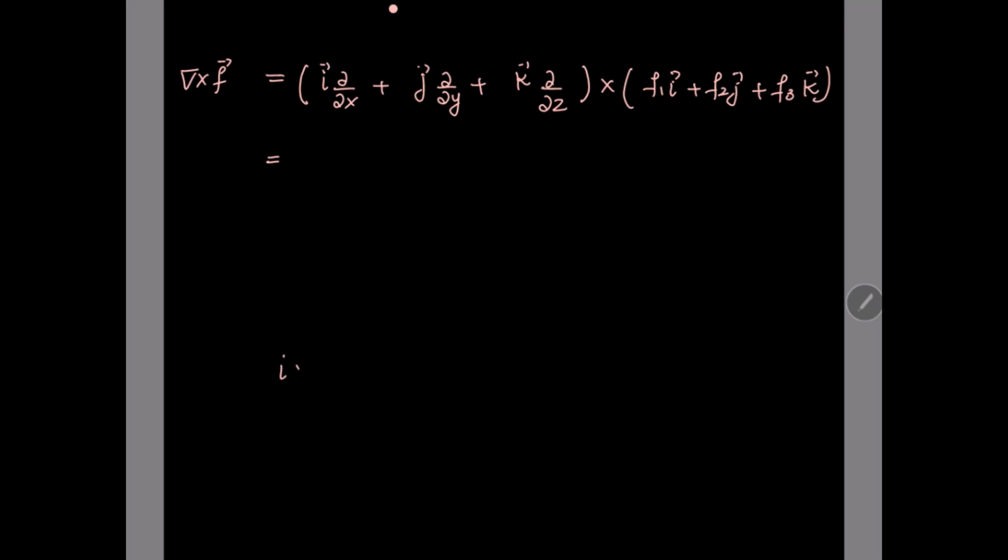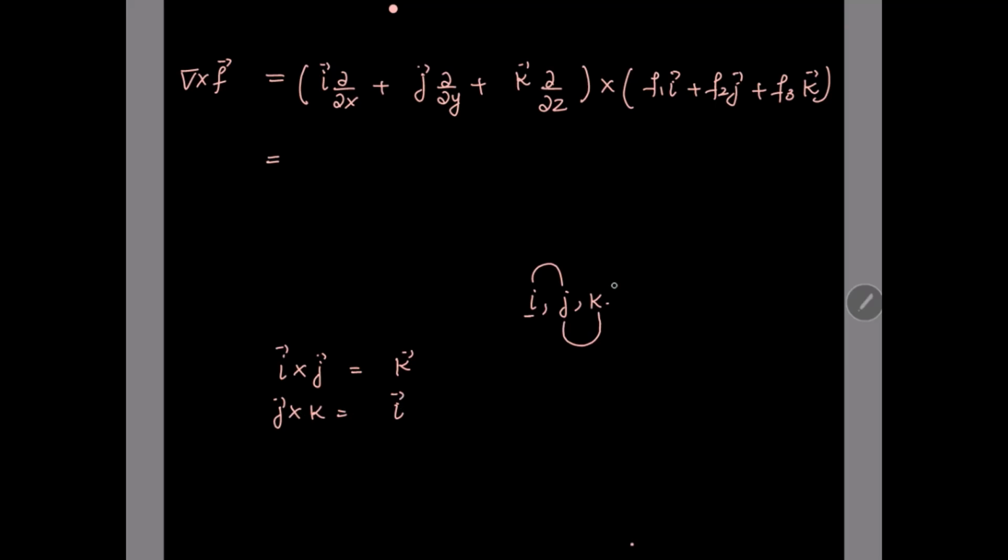Cross product of i with j is k. Just see the sequence: it is i, j, k. When I take the cross product of i, j, I will find k. Then when I take the cross product of j with k, the next unit vector i will come in the answer. See, j cross k is equal to i, right?